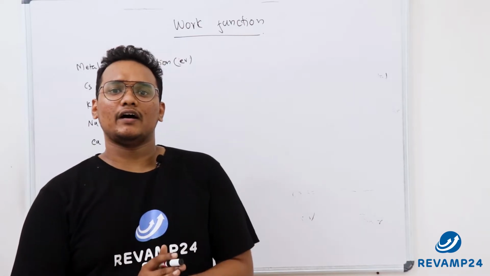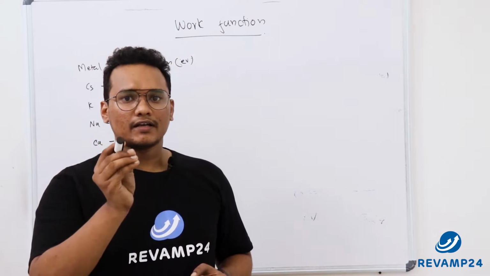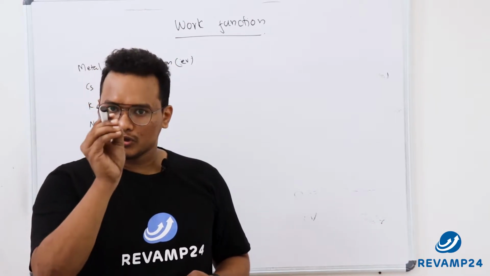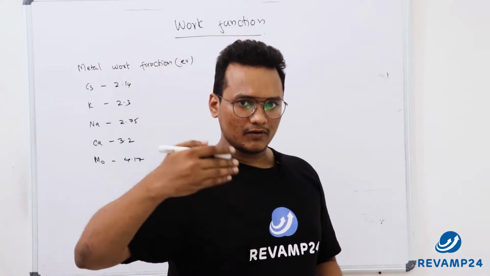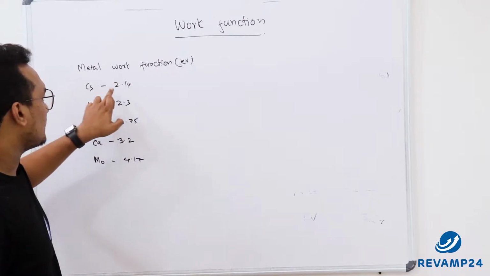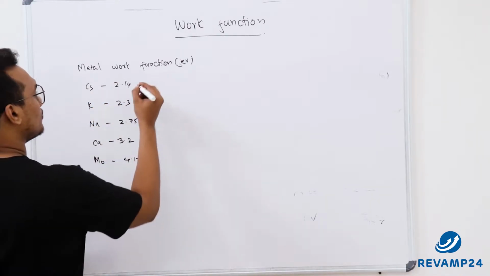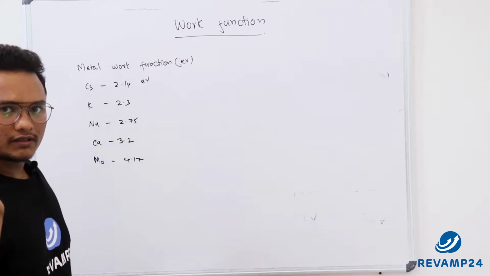In the last video, I told you what work function is. It is the minimum energy required for an electron to come out of a metallic surface. That value is different for different materials. For cesium, it is 2.14, and the unit is electron volt. So you should know the conversion of electron volt into joule.